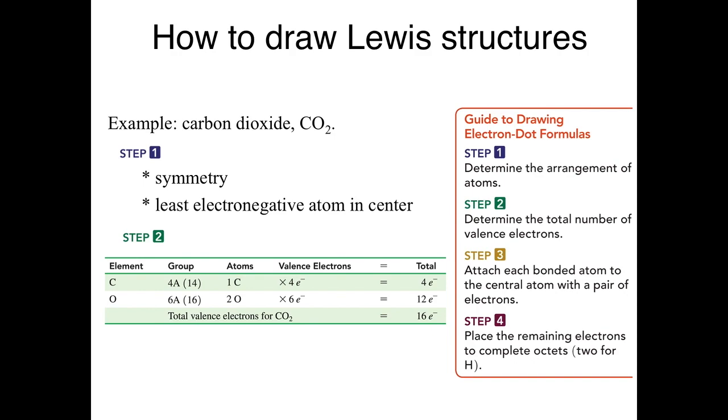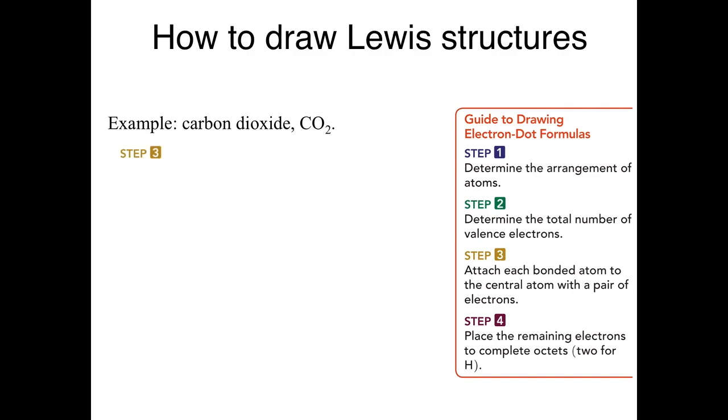This is the number of valence electrons you should always make sure you have at the end. You do not want to have more or less than this. Okay, step 3. Step 3 says to connect the atoms together. Remember that we have already determined that the connection is going to be oxygen to carbon to oxygen. So now we just have to connect them. And remember that this line just means that there are electrons being shared between those 2 atoms.